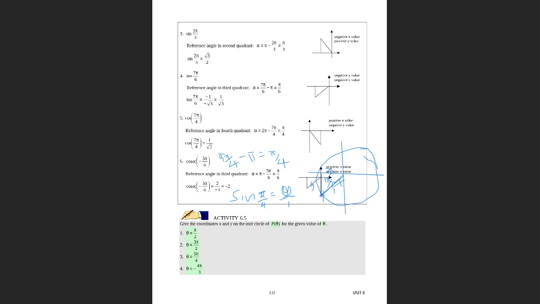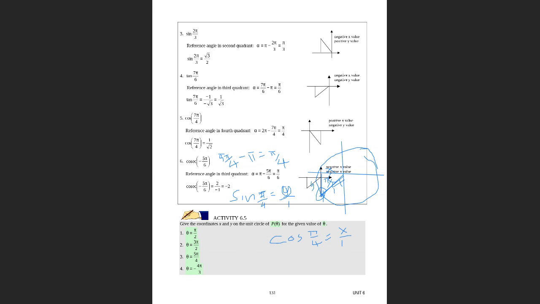And if I want to find the x, I will say cos pi over 4 equals x over 1, and I can easily find my x component. So my x and my y will be the point here. Does it make sense? Yes, it makes sense.